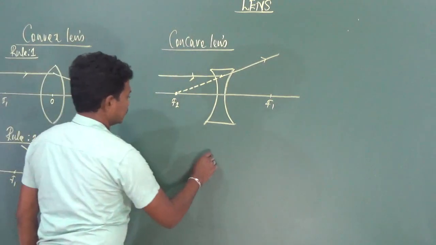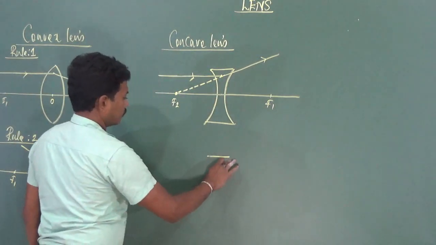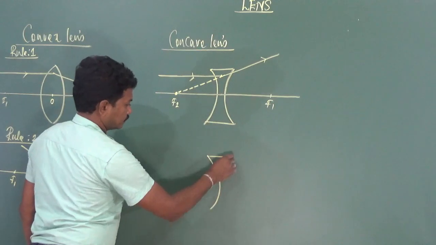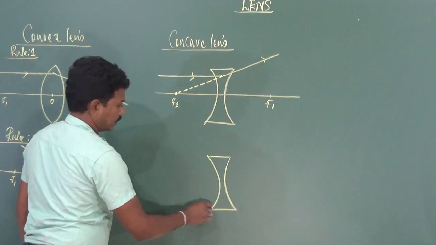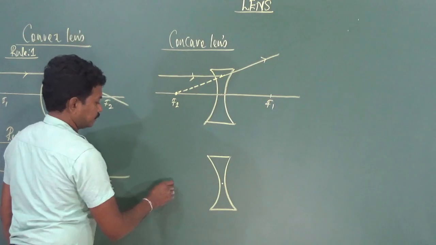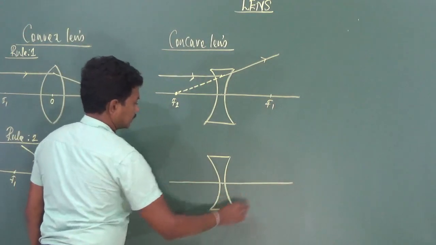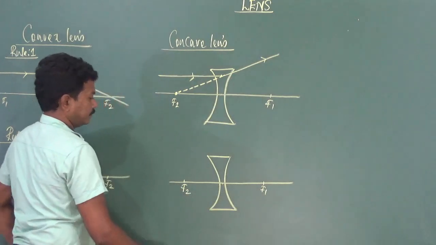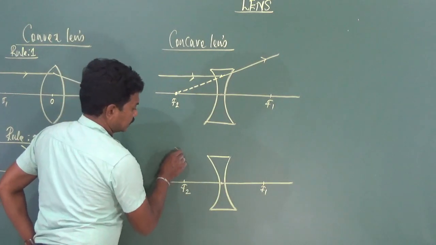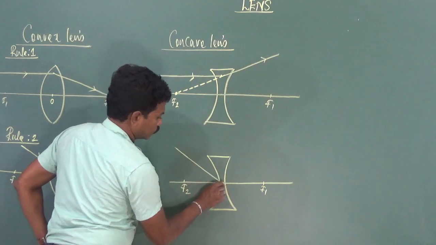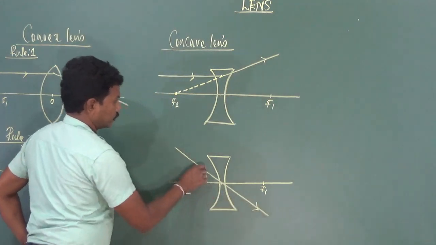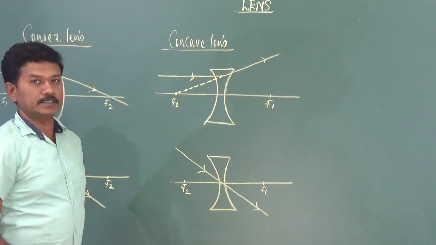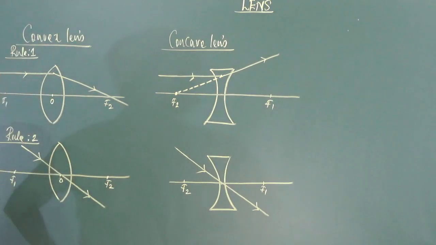The same thing happens in the case of a concave lens also. So this is a concave lens. This is the optic center. Let us take this as the principal axis. This is F2. This is F1. If a light ray is traveling exactly through the optic center of the lens, then it is going to pass through the lens undeviated. So this is rule number 2.